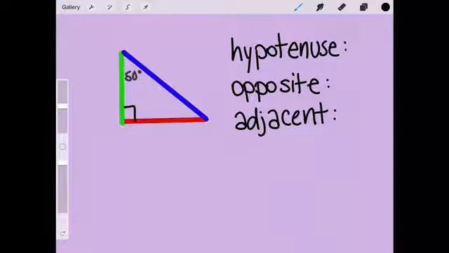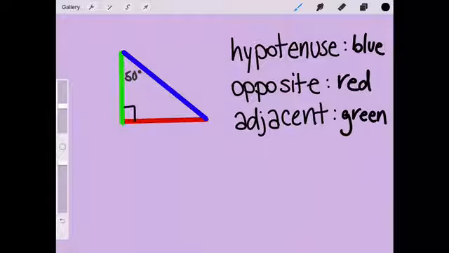All right, the hypotenuse is blue, the opposite side is red, and the adjacent side is green. It's really important that we're able to identify those three types of sides because they're the building blocks of everything we're going to be moving into today.